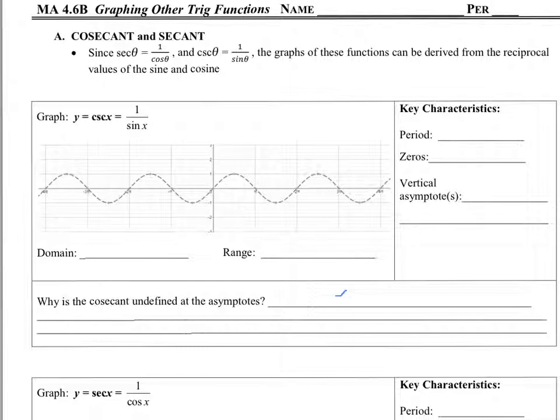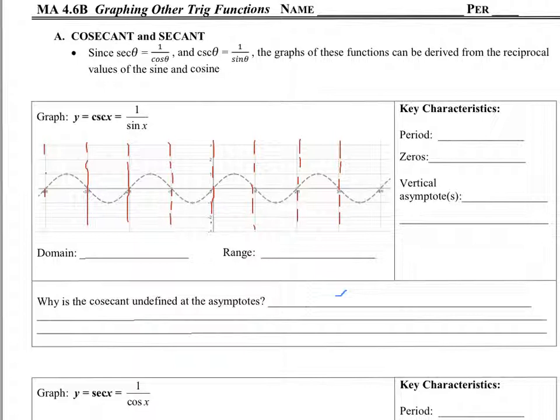So starting with the sine. You'll notice that along the sine graph, there's many places where the sine equals 0. Well, if you flip this upside down, you'd get 1 over 0. And so all the places where the sine equals 0, you're going to have a cosecant that's undefined. So I'm going to mark all these places where the sine equals 0. Those are all the places where the cosecant is going to be undefined.